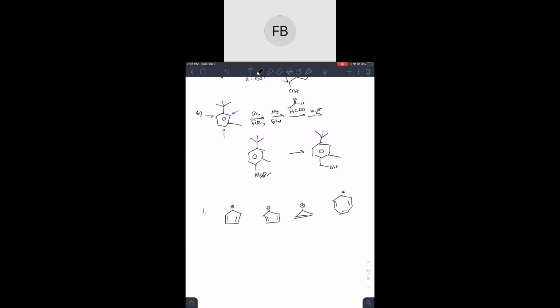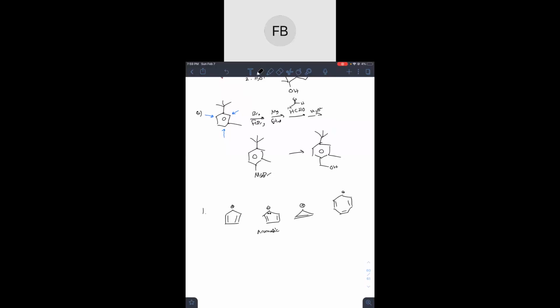So what does a positive charge mean? That means that it doesn't have any electrons there, so it's going to violate our number rules. So this is just 4n. The first one is 4n, so that would be anti-aromatic. The second one is aromatic because the negative charge means that it has a lone pair there. So that not only completes the conjugation, but it also makes it 4n plus 2. So this is aromatic.